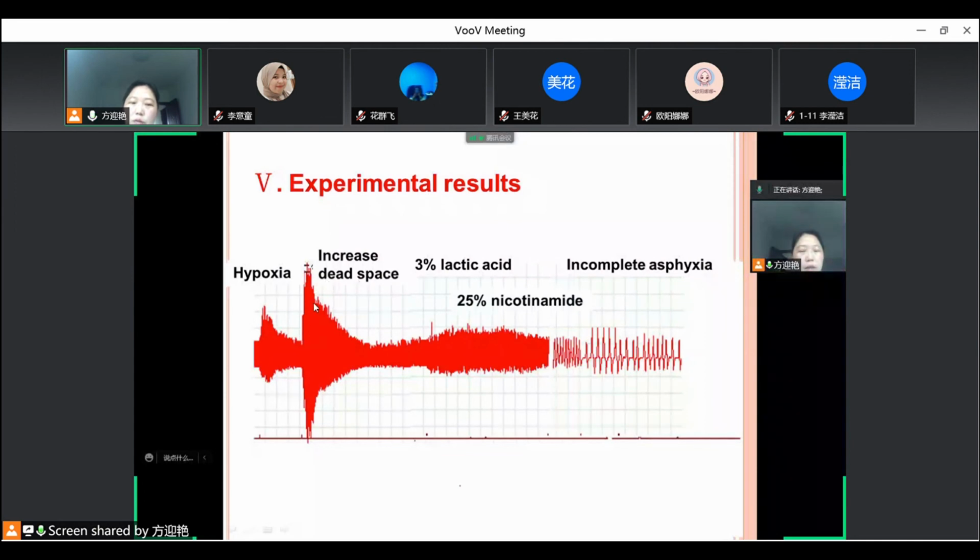Also, when we increase the dead space, it increases. We can see here that it also recovered. Then with the 3% lactic acid, we can see here that it is a slow increase.